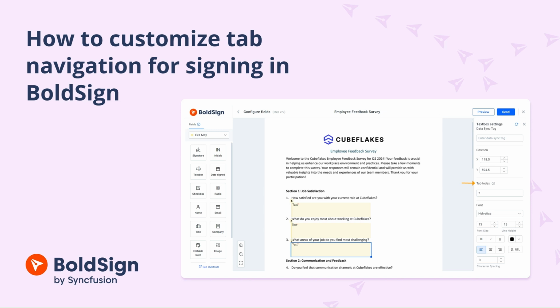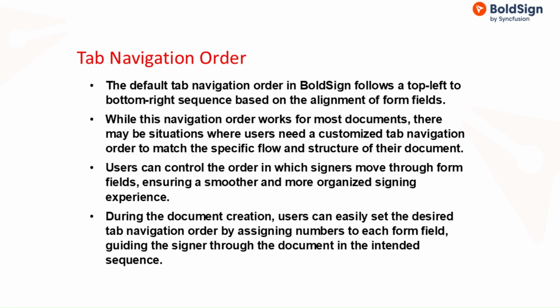In this video, you will learn how to customize tab navigation for signing in BoldSign. In BoldSign, the default tab navigation order follows the top left to bottom right sequence based on the alignment of form fields. While this navigation order works for most documents, there are situations where users may need a customized tab navigation order to suit their document-specific flow and structure.